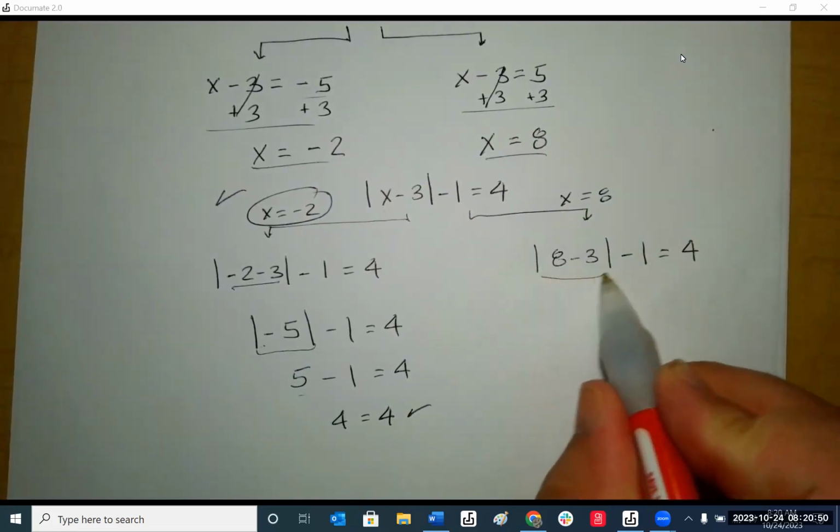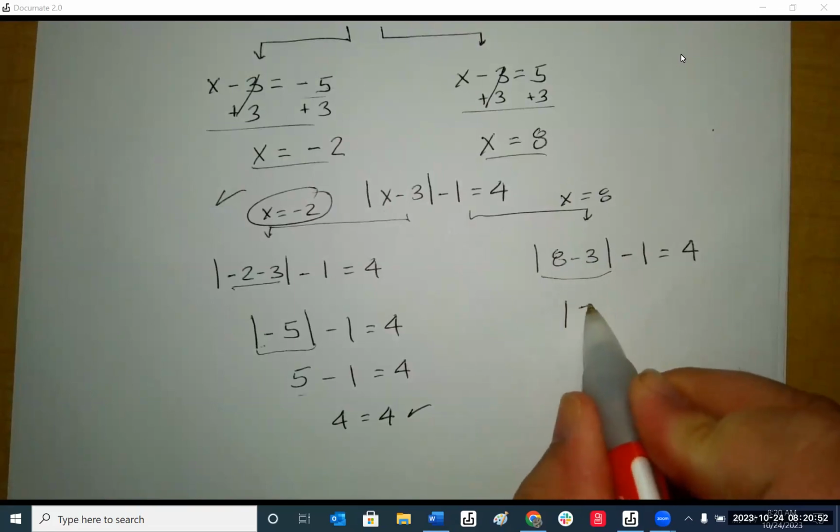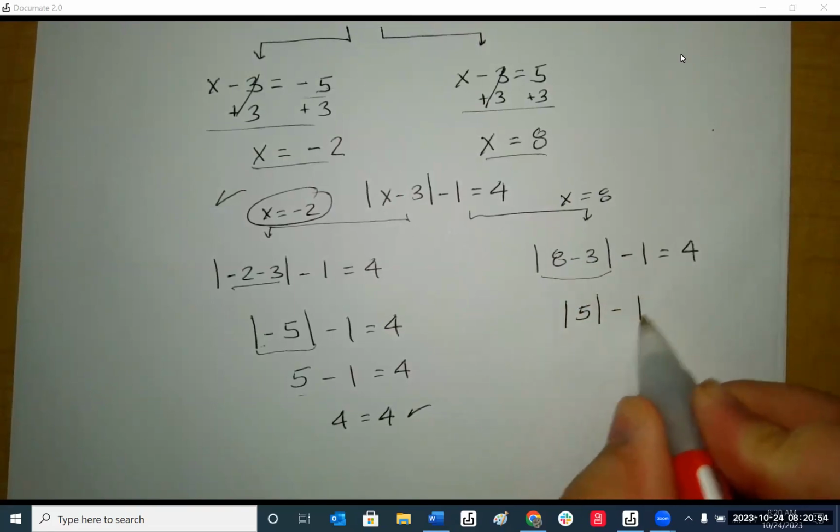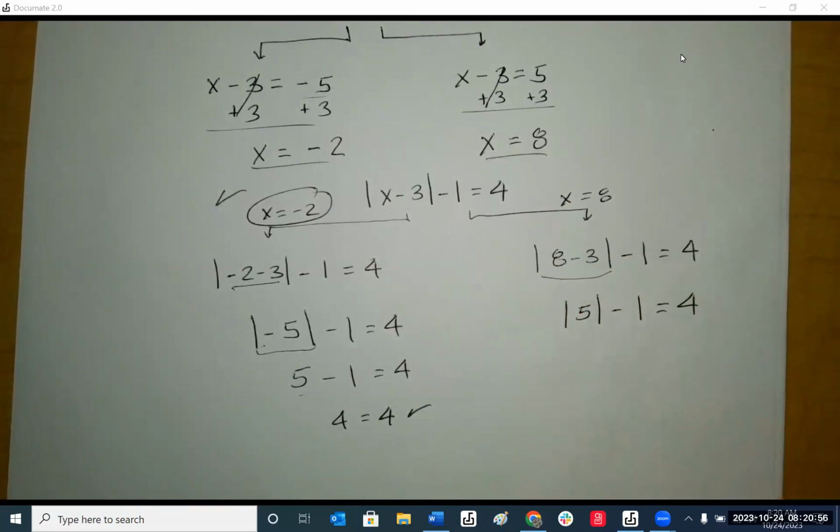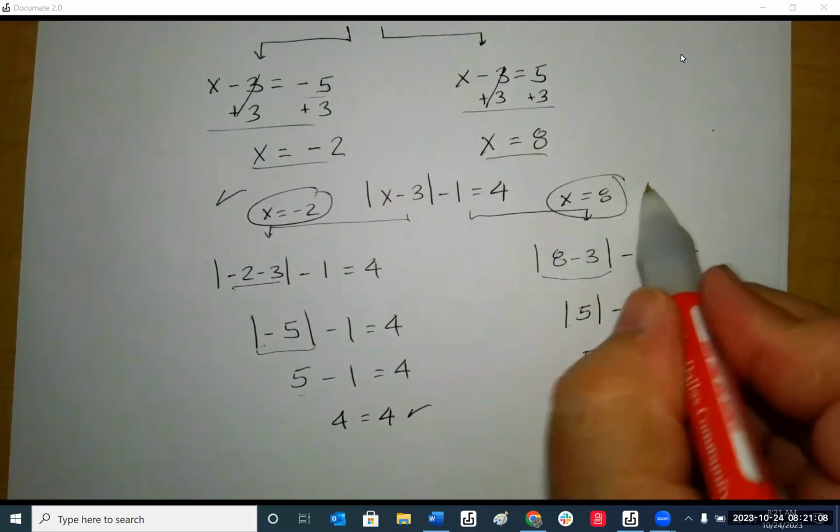And the other side. 8 minus 3 is 5. Absolute value of 5 is 5. 5 minus 1 is 4. So they're both good answers.